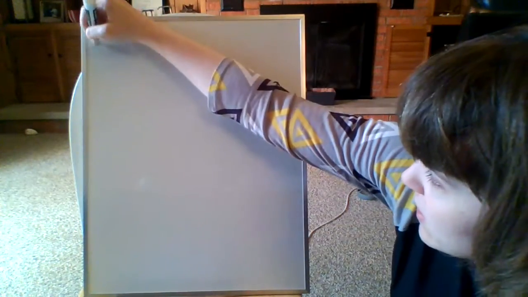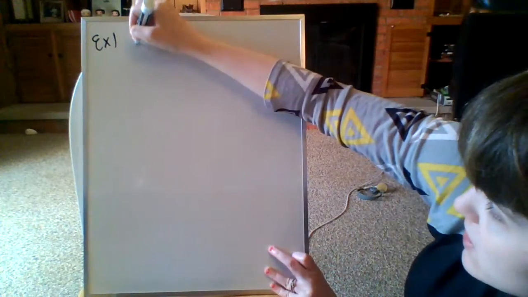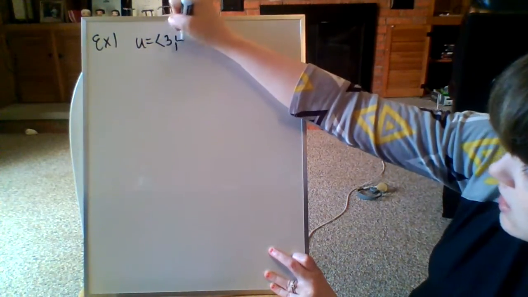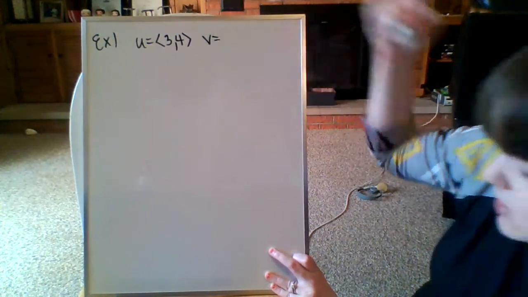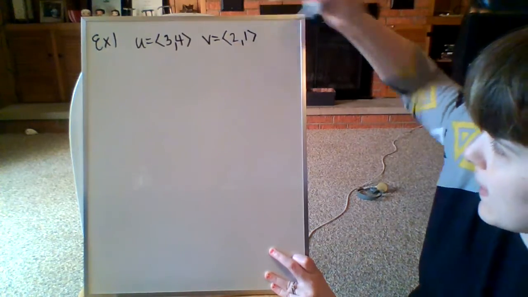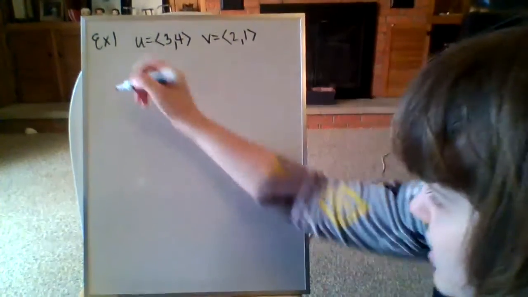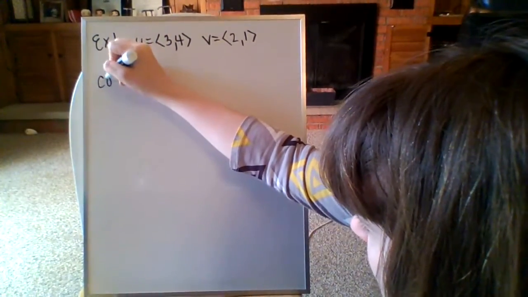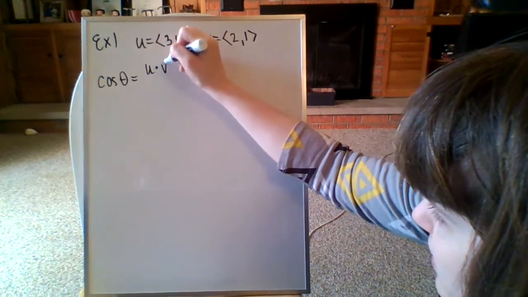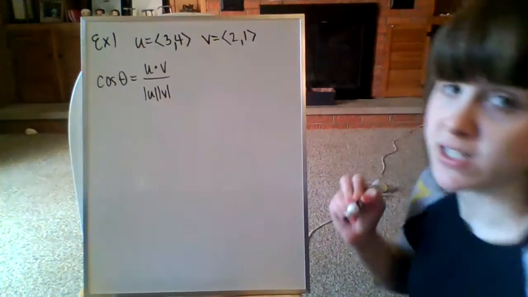Example 1. We're going to find the angle between the vectors u, which is 3, 4, and v, which is 2, 1. Before we can do that, I'm going to write down the formula real quick just to remind you what it is. Cosine theta equals the dot product over the two magnitudes multiplied together.